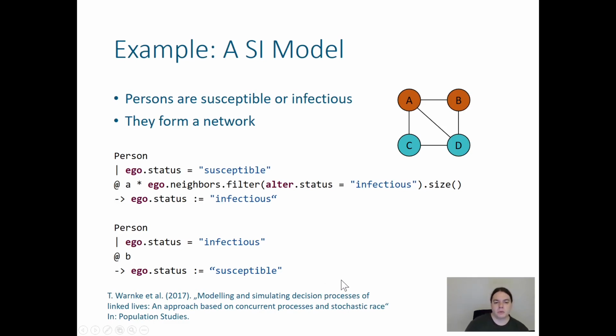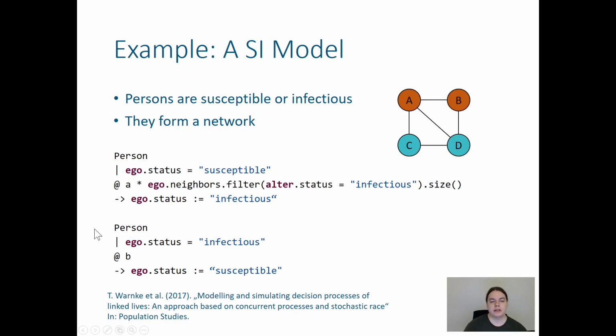So in our model, we have 2 actions that each agent can undertake, or 2 events that can happen to each agent. They can be infected or they can recover. And in ML3, each of these events is implemented as a stochastic rule. So this first rule says that every agent who is currently susceptible will become infectious with a certain stochastic rate, and this rate is A times the number of infectious neighbors this agent has.